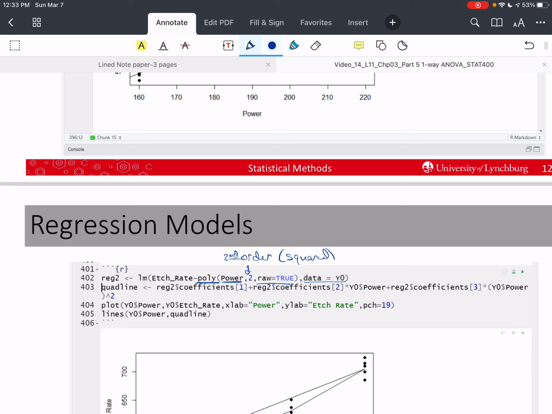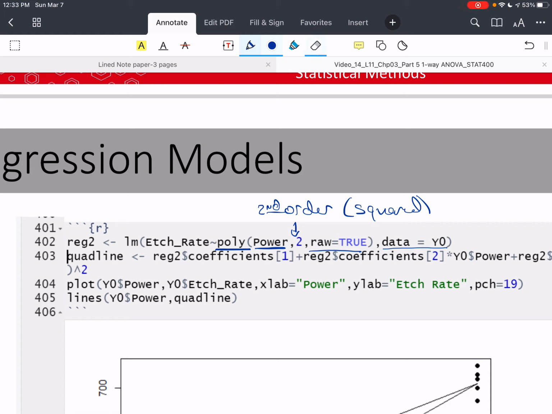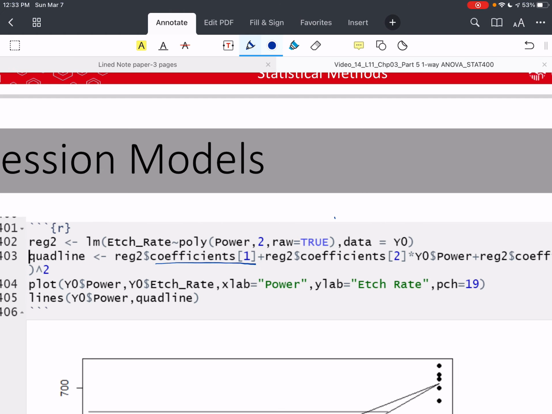And then we're telling it which data frame to look at. And so to get this quad line, or quadratic line, I'm going to clear this out so we don't have so much mess. So we're taking reg2, the coefficients, and the first coefficient, which is alpha, or the intercept. This is for x equals power. So let's say x1 equals power. So this is beta 1.